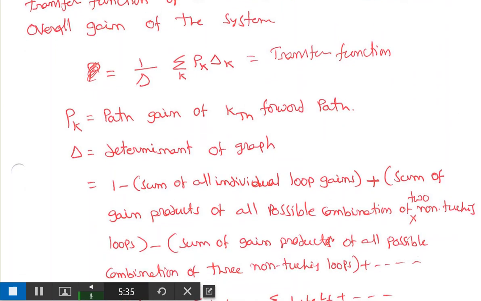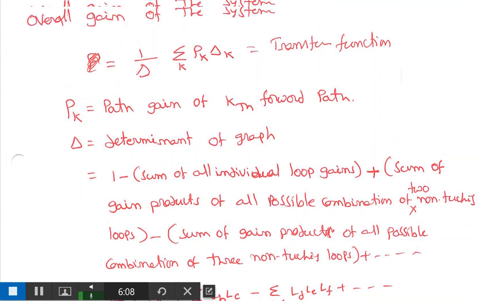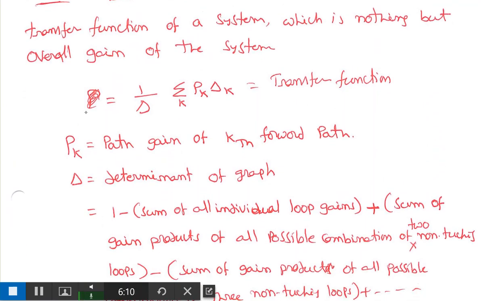What is P_k? We're going to solve an example, so don't worry at this point if you don't understand this. Delta is the determinant of the graph, defined as 1 minus the sum of all individual loop gains, plus the sum of gain products of all possible combinations of two non-touching loops, minus the sum of gain products of all possible combinations of three non-touching loops, plus etc. It looks a little difficult, but when we are solving examples, you will understand a lot better. So don't worry too much about this. I'm going to solve at least 3-4 examples, so you should be okay.